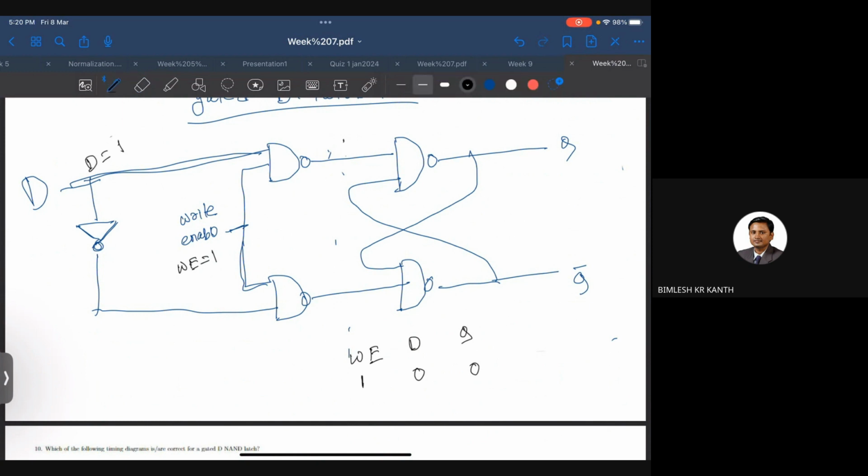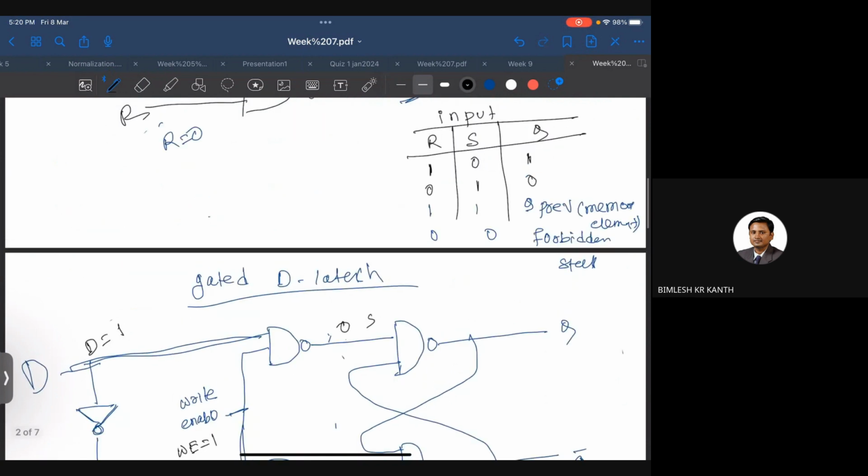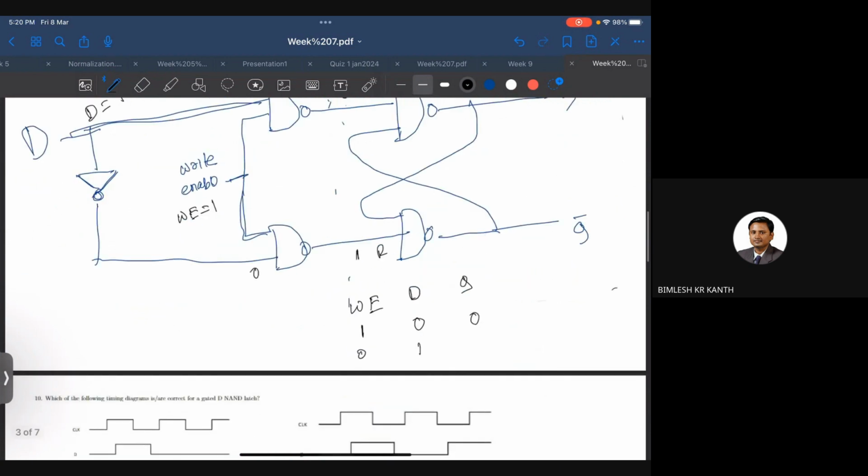Now let's put D equal to 1. What will be here? It will get 1 1. It will be 0 here, and this will get 0, this will get 1. So this is the 0 1 case. For the 0 1 case, when S equal to 0 and R equal to 1, we are getting 1. So we are getting 1.